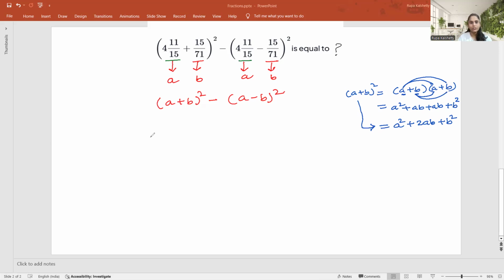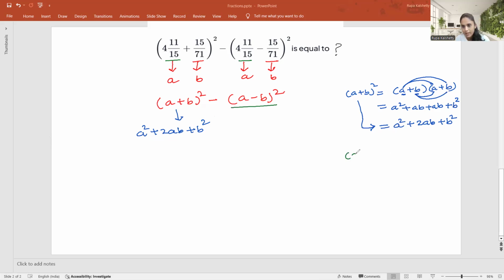So let's copy it down here. We can write this as A squared plus 2AB plus B squared, right? This part. Now let's expand the second bracket, which is this, okay?